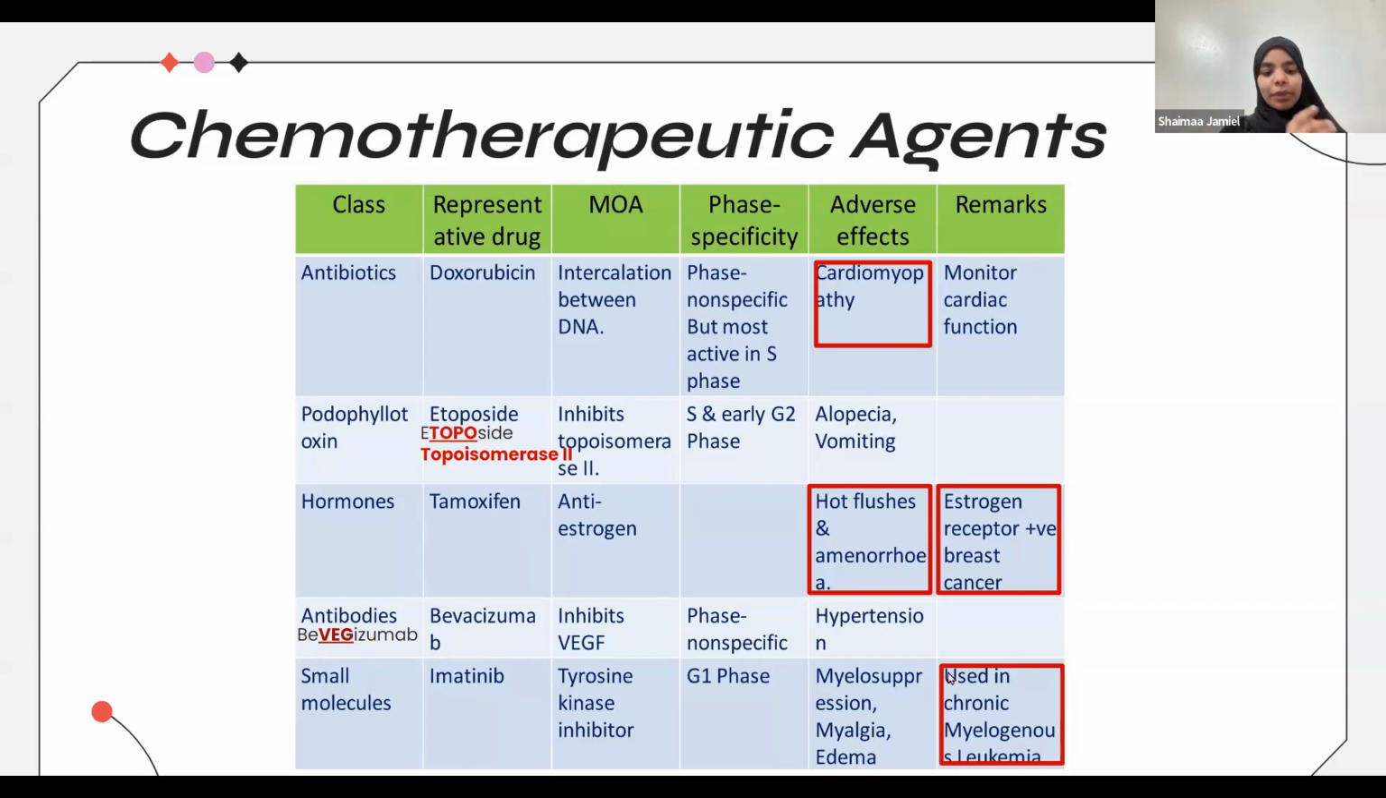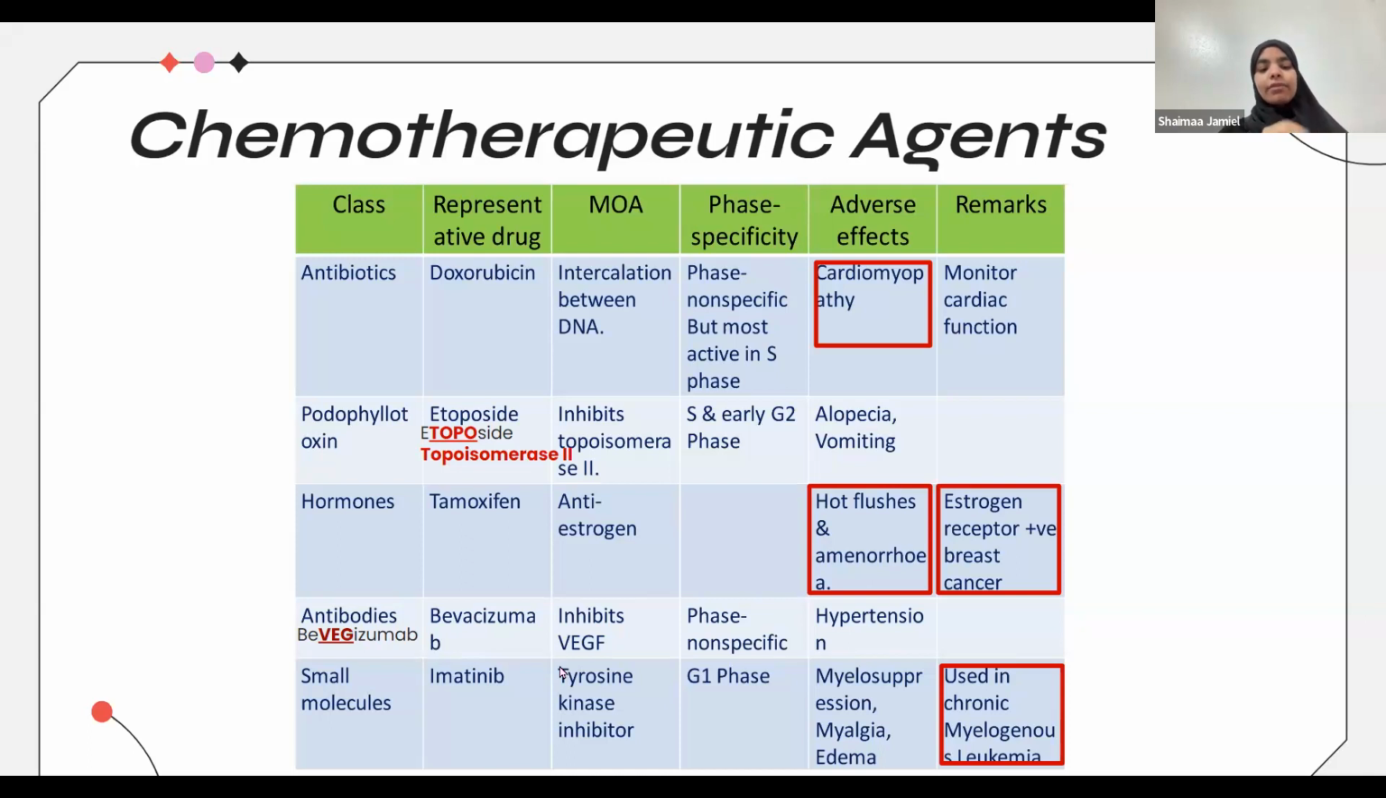So to remember it, instead of bevacizumab, think beveg, because VEG, VEGF, okay? Bevacizumab. Again, it's phase non-specific because it doesn't depend on the cancer cell cycle. It depends on the neoangiogenesis vessels, okay? Tamoxifen is also phase non-specific.